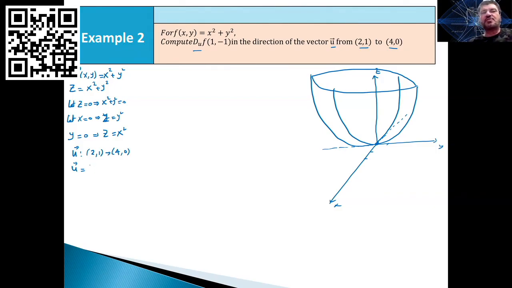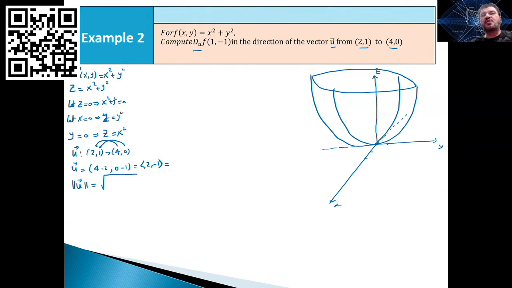So we know the vector is going to be what? Remember? So it's 4 minus 2. We subtract this, comma, 0 minus 1. If we subtract that, we get 2 and negative 1. So our vector u now is this, 2 and negative 1.